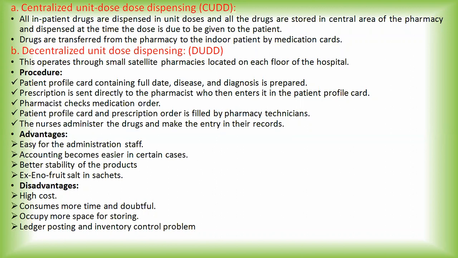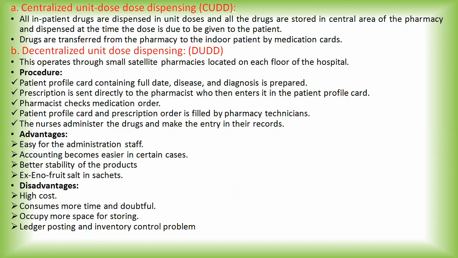Then once the prescription is prepared, it is sent directly to the pharmacist, and when it comes to the pharmacist, he enters it in the patient profile card. The pharmacist checks the medication order thoroughly. The patient profile card and prescription order are filled by the pharmacy technician. So the pharmacy technician will fill or prepare those prescription orders. And finally the nurses administer the drugs and make the entry in their records. So this is the step by step procedure.